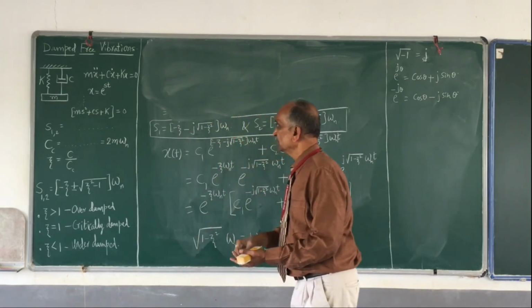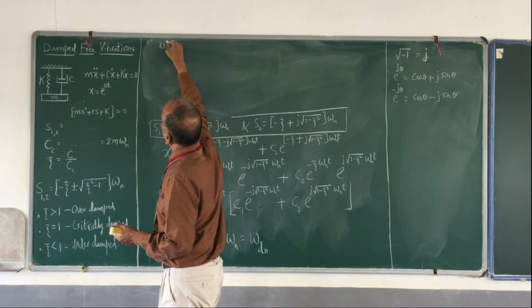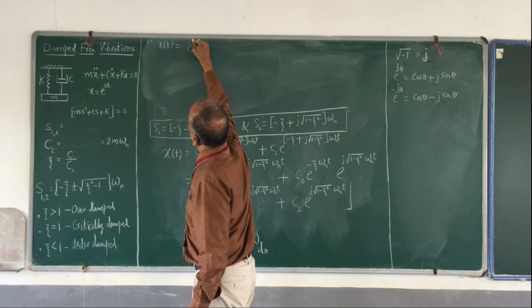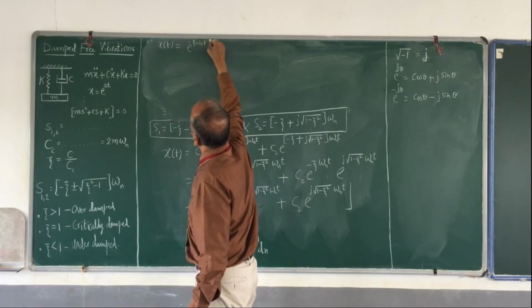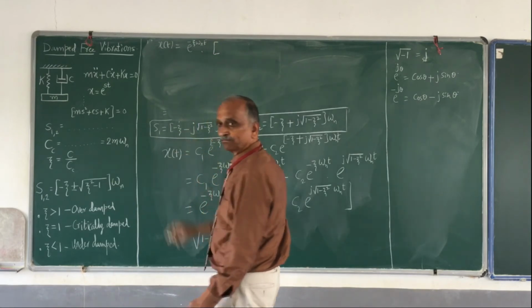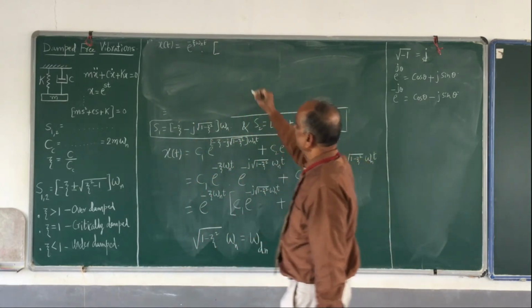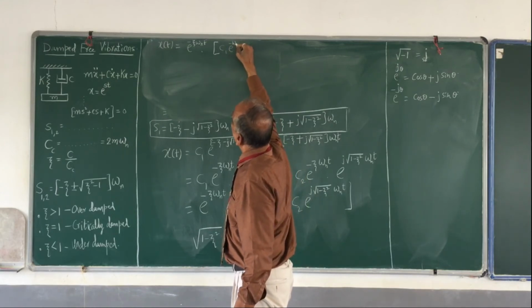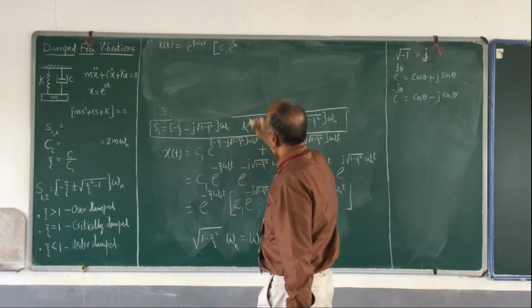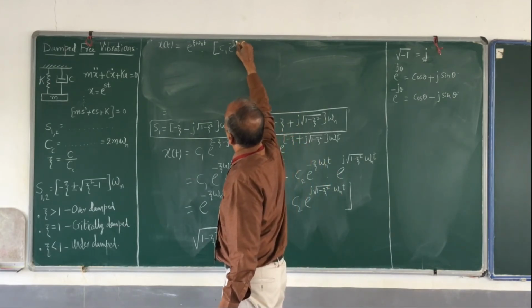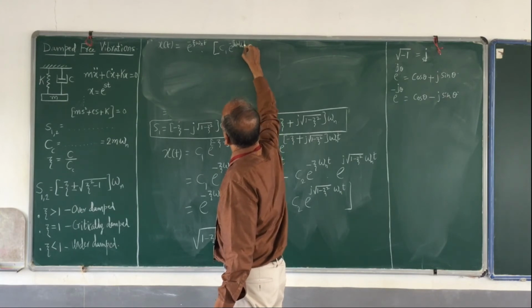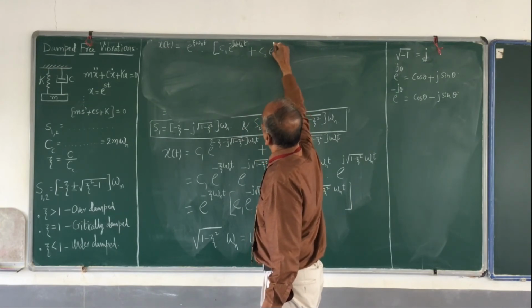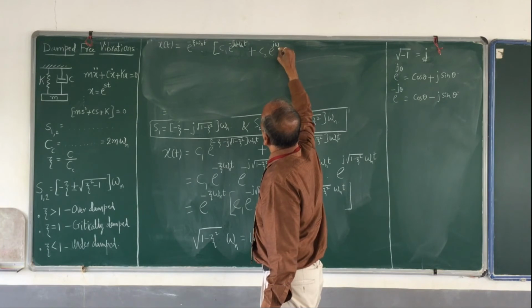Okay, so let me continue. What is x of t equal to? It is e raised to minus zeta omega n into t, into bracket, C1 into e raised to minus j omega dn into t, plus C2 into e raised to plus j omega dn into t.